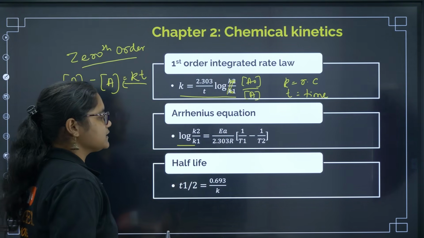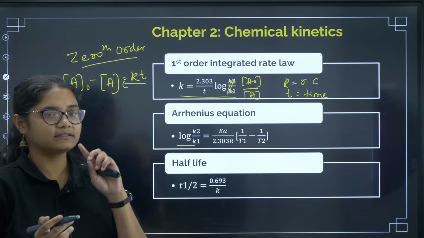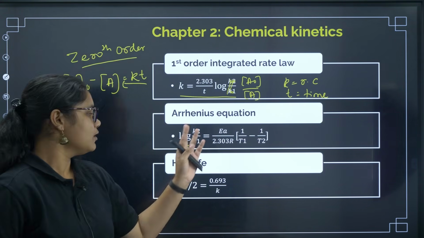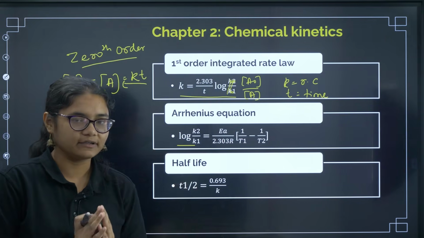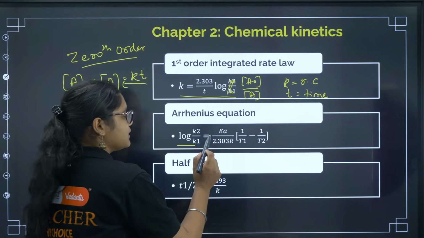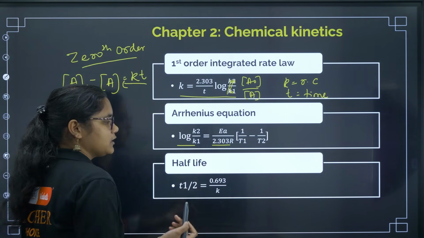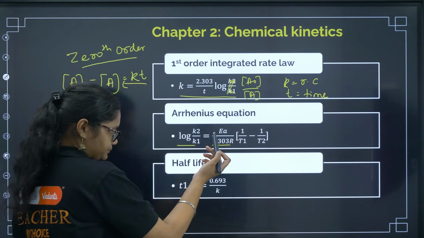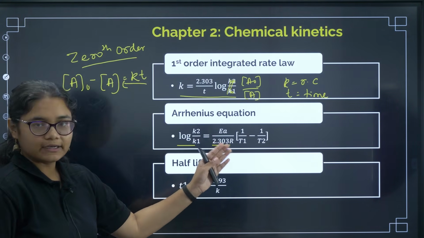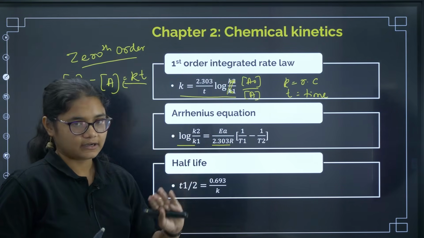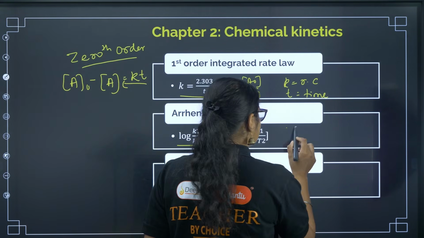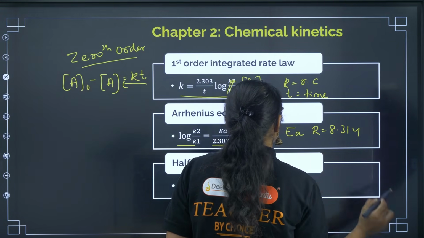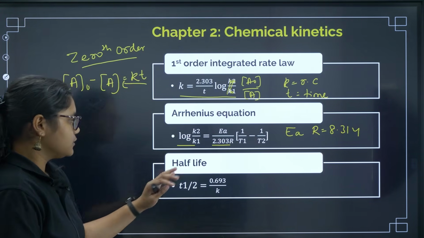Now coming to the Arrhenius equation, we have two k values at two different temperatures. We have to calculate the activation energy. So log k2 by k1 is equal to Ea by 2.303 R into 1 by T1 minus 1 by T2. What is k2? Rate constant at T2. What is k1? Rate constant at T1. Ea is your activation energy, and R value here you can take 8.314. So this is done.